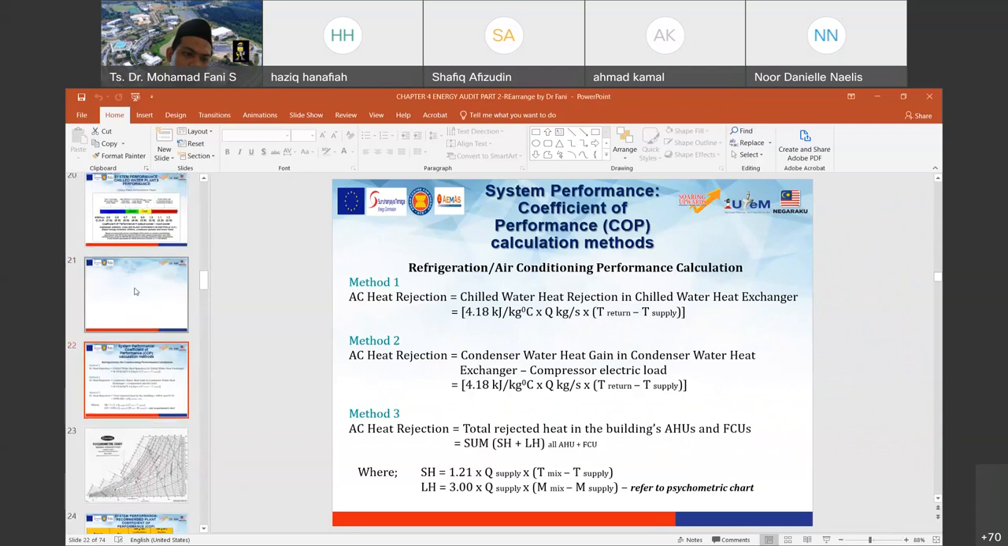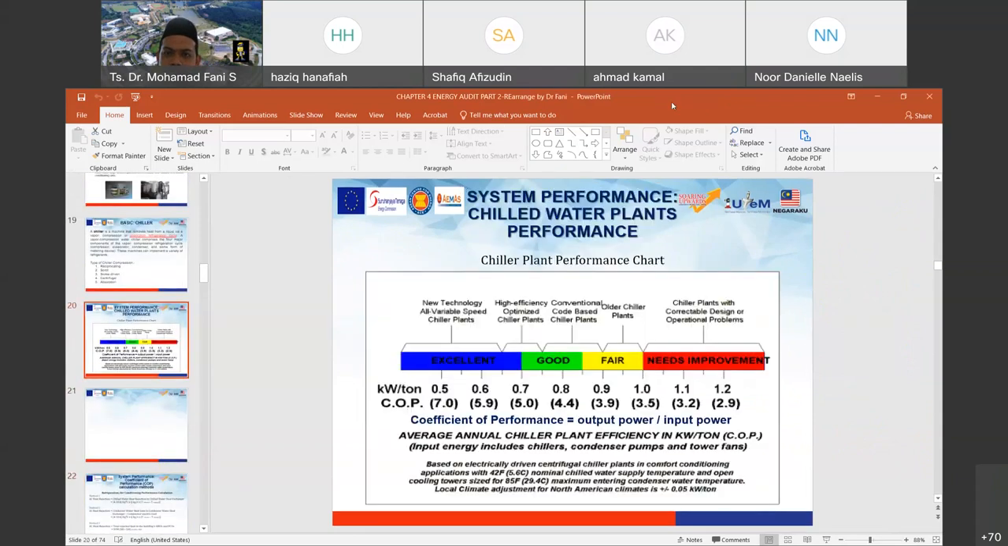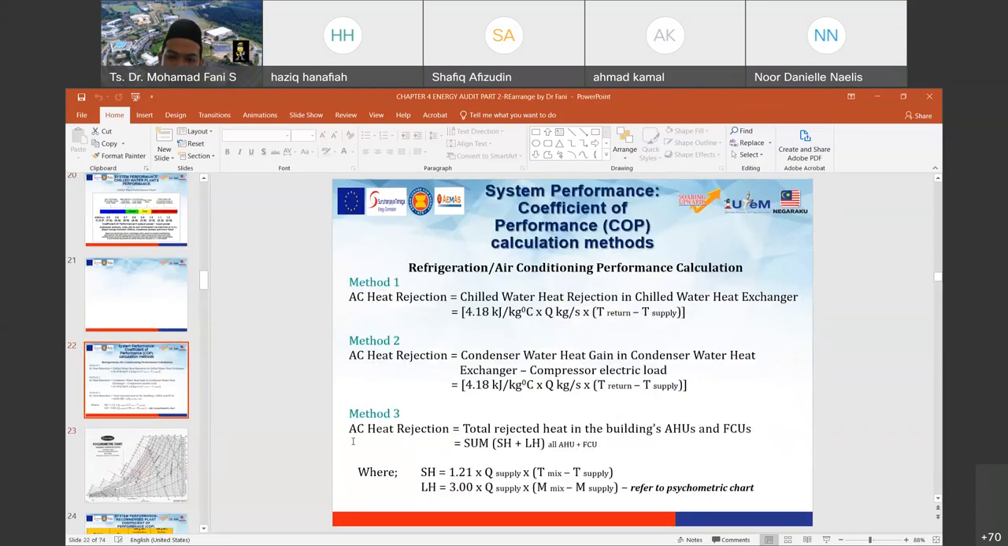So with 1.71, we go back to this chiller performance chart. 1.7 over here, so it needs improvement. Because we have temperature, one of the tips you need to maintain as an engineer is how we can set this. We got 11 and 7, so delta T is about 4. That's good. 4 to 5 is a good delta T.